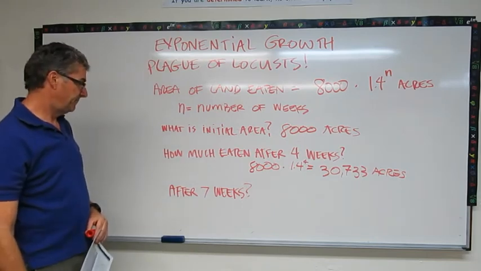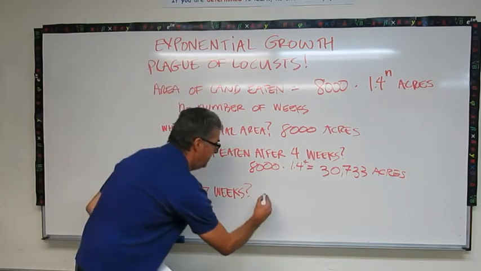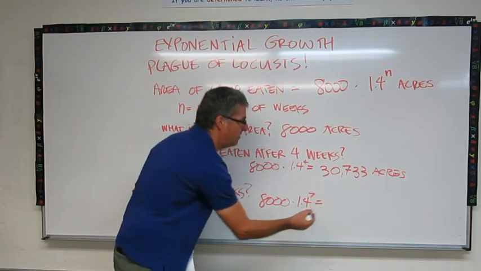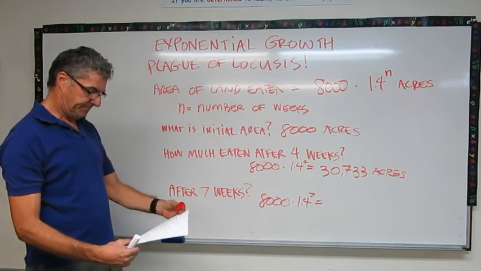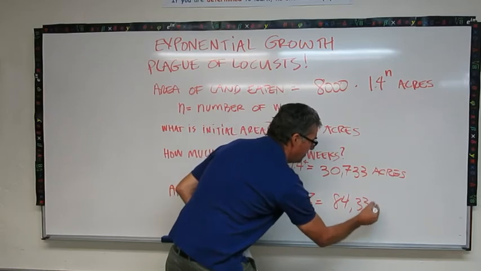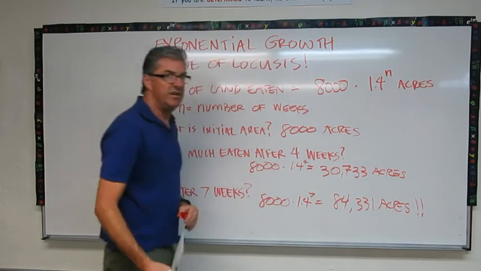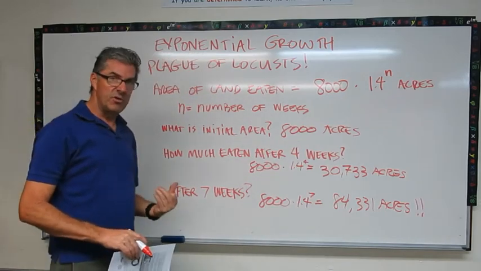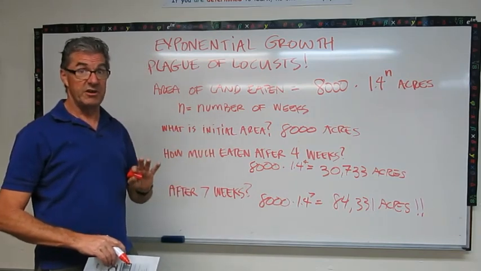That's a lot. Okay? Now try after 7 weeks. It's going to be even bigger. 8,000 times 1.4 to the 7 power. So again, get your calculator out, plug in the numbers, see what you get. I get 84,331 acres. That's a lot. You don't want to be a farmer when that's happening, okay? Now, if you're having trouble making your calculator do these calculations, bring it to class and we'll figure it out.